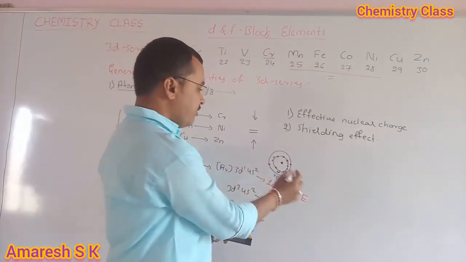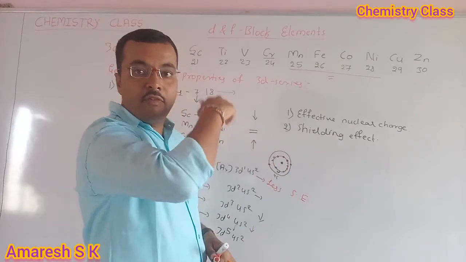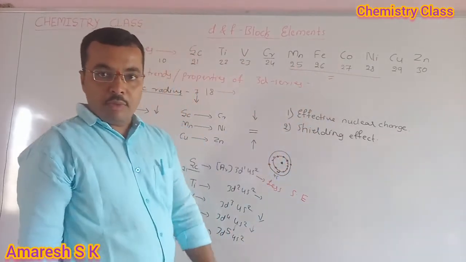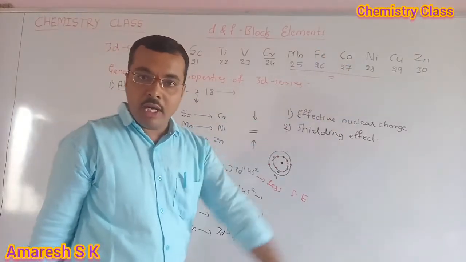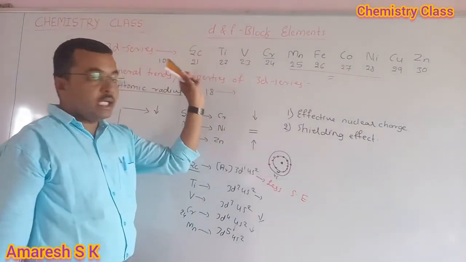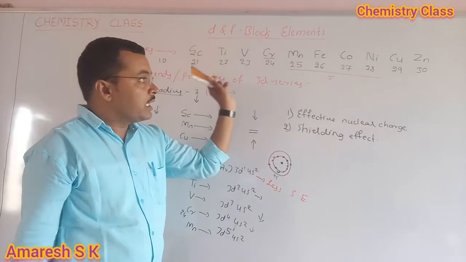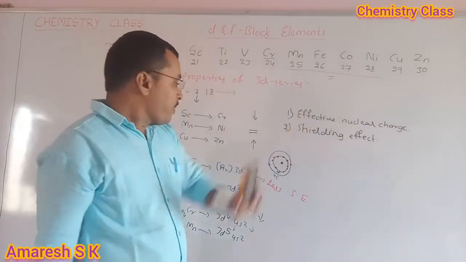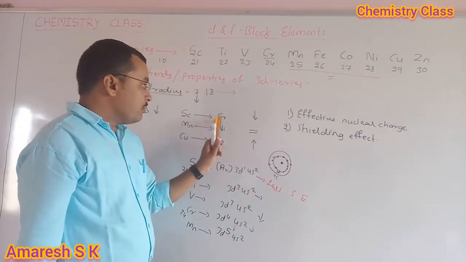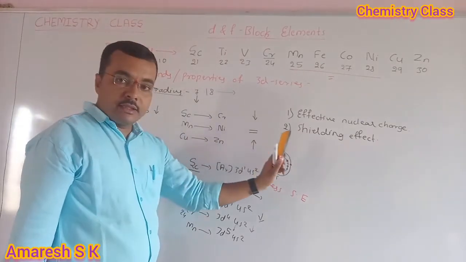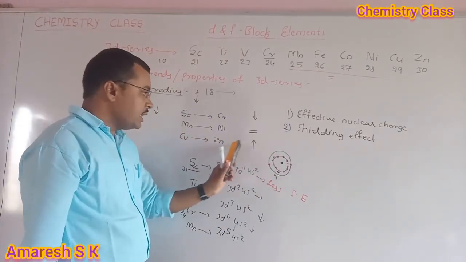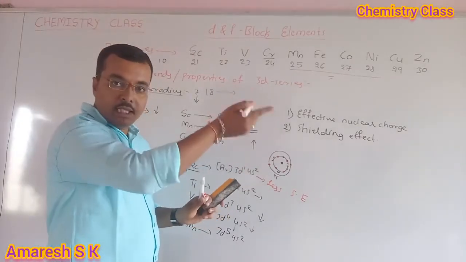At that time there will be a further increase in the atomic radius of the element. Copper and zinc have a larger atomic radius as compared to scandium up to nickel. There is a decrease from scandium to chromium, from manganese to nickel it remains constant, and from copper to zinc there is again an increase in the atomic radius.